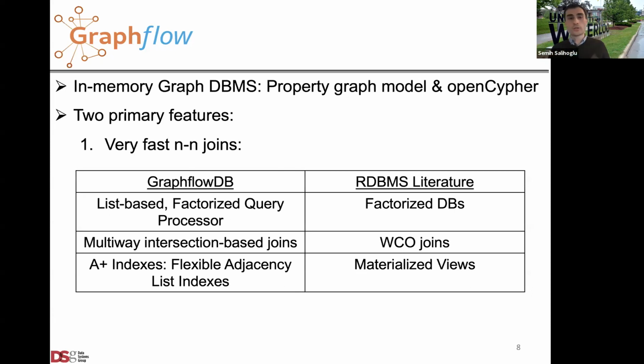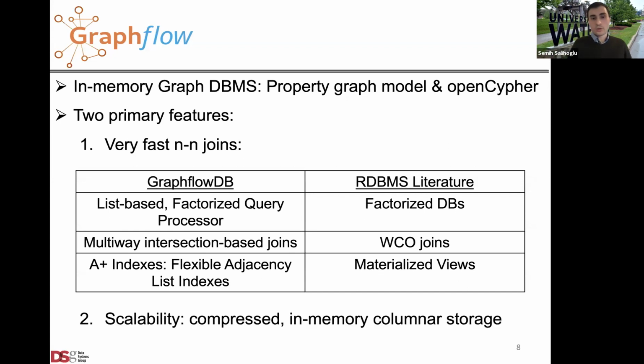But as I'll try to articulate and argue, I think they find some of their best applications in the context of graph database management and the workloads that graph database management supports. And the second feature that we're going for is scalability. So we have highly compressed in-memory columnar storage optimized for graphs. We have papers on all these features that I'm talking about.